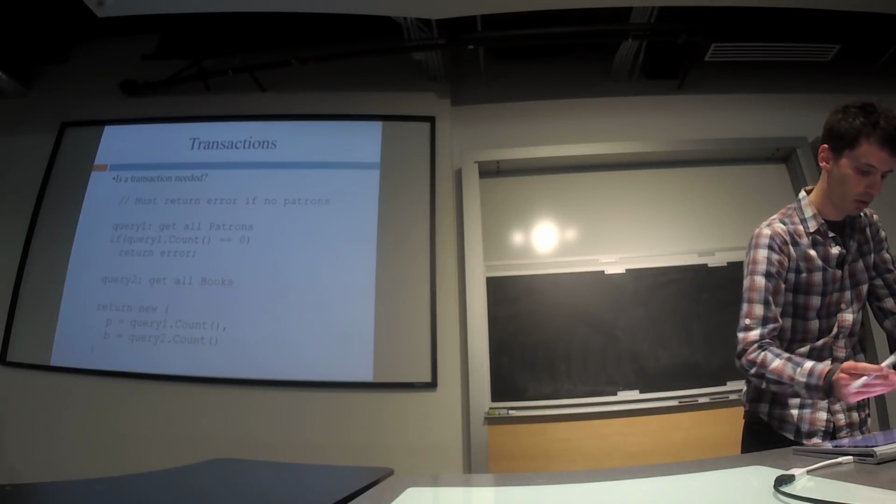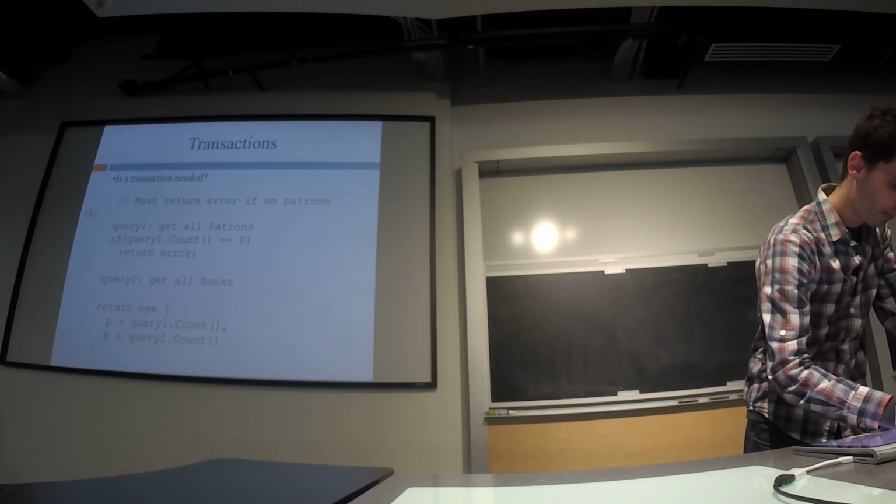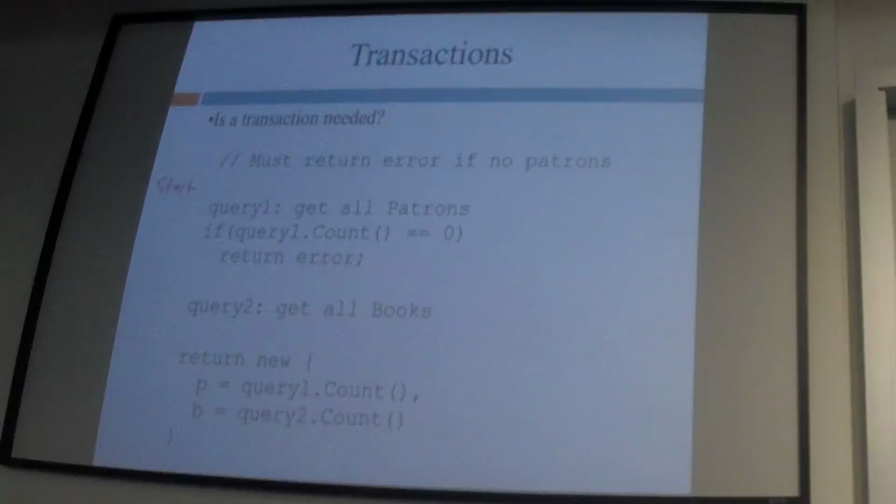So you would do start, roll back, and then the way this is written, since I'm returning right here, as soon as it hits this return, it's automatically going to commit. But you could rewrite this in such a way that you save these P and B values, then commit, then return the result.